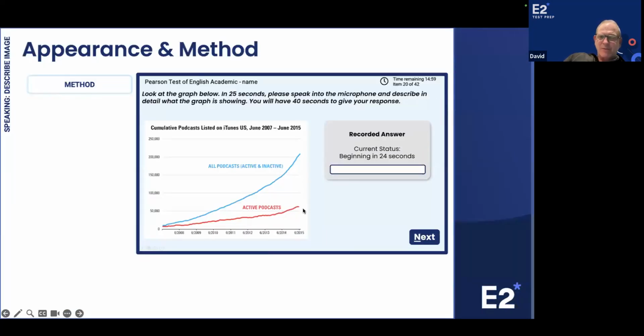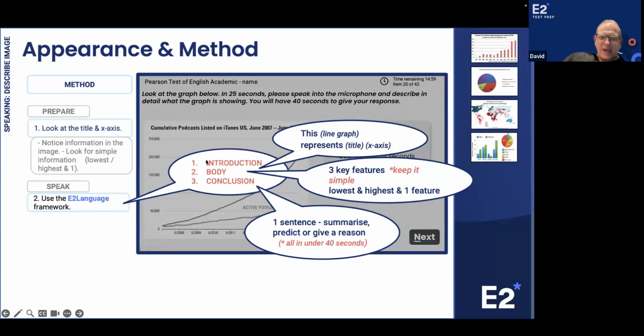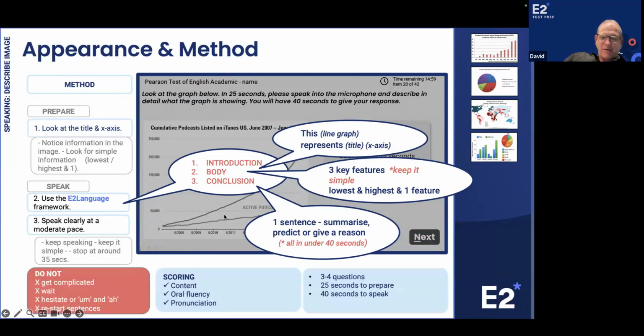Describe image. Remember this one, we've seen it before. Look at the title, look at the x-axis, state them, summarize them, then give low point, high point, and one other, the body, and then conclusion, predict or give a reason or summarize what we see in front of us. It's a great skill.